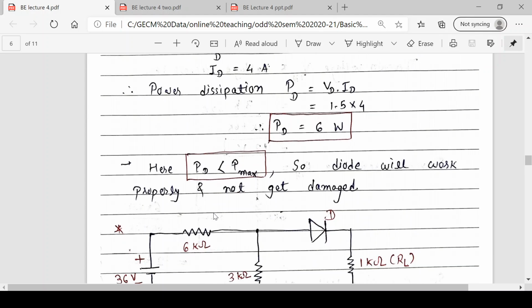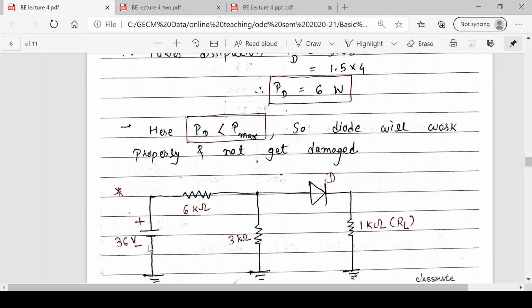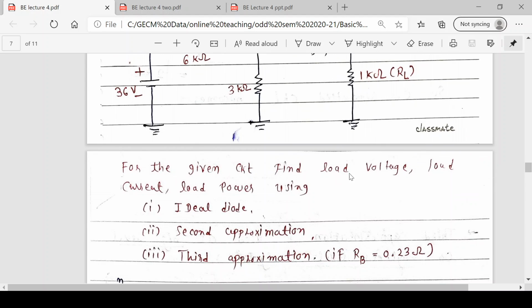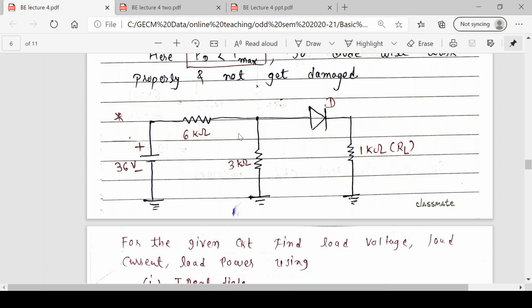Let's see another example. Just see this circuit. It has 5 elements: 3 resistances, out of which one is the load resistance of 1 kilo ohm, 1 DC battery and 1 diode. Now what do you have to find for this circuit? For the given circuit, you have to find load voltage, load current, and load power using the ideal diode, second approximation diode, and third approximation diode if bulk resistance is 0.23 ohm. That means we have to use the same circuit for ideal, second, and third approximation.